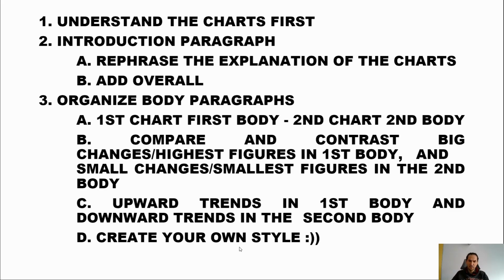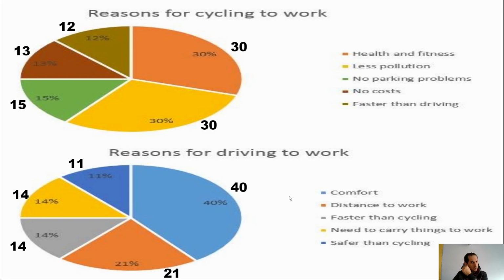Okay. So now let's start. Now we have our chart. Okay, it's reasons for cycling to work. Now we have 12%, 13%, 15%. These are the small numbers here for cycling to work, and you have 30 and 30 on this side. So this one starts from here. This is health and fitness. This is less pollution. This is no parking problems. Here no cost. And then 12% of people prefer cycling because they say it's faster than driving.